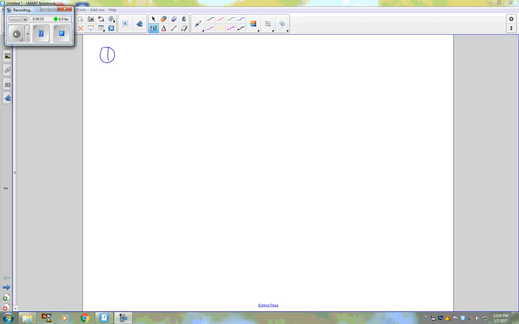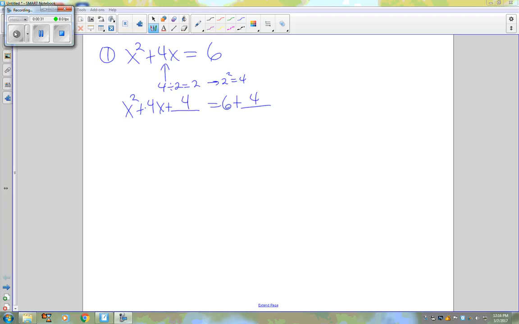Number one, you're asked to set this up so that you have completed the square. So you take this term, half of this term, half of 4 is 2, and you square it. Put it in that blank and add it to both sides. So half of 4 is 2, 2 squared is 4, 4 goes in both of those blanks.